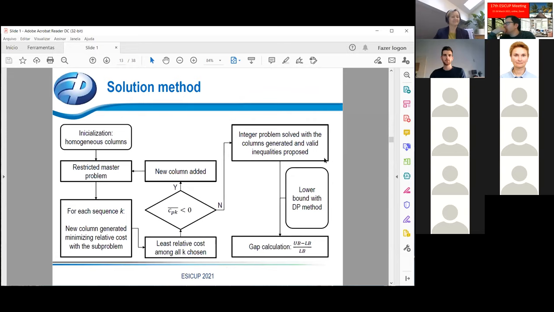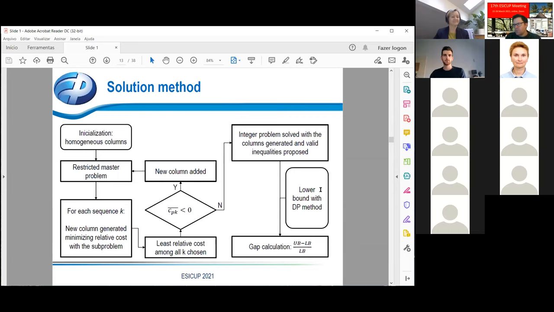Our solution method is based on column generation. So we have the initialization with homogeneous columns. The restricted master problem is run with the integrality constraints relaxed. And then for each of the production sequences K, we have a new column generated, minimizing the relative cost of the subproblem that maximizes the value of the column that is added. While we have negative relative costs, we are adding new columns. And when for all the sequences K we don't have any valuable column, we run the integer problem, the heuristic, with the columns generated during the column generation procedure.